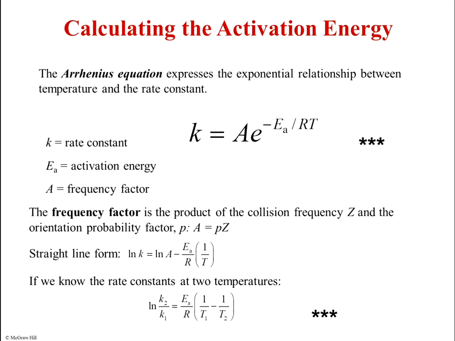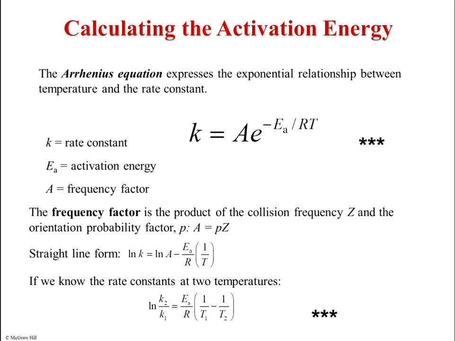The frequency factor, the A, that pre-exponential factor, can be estimated as the product of the collision frequency, Z, that is how often molecules collide with one another, times that probability factor. Remember P, we talked about the orientation factor, the fractional value. So A is equal to P times Z.